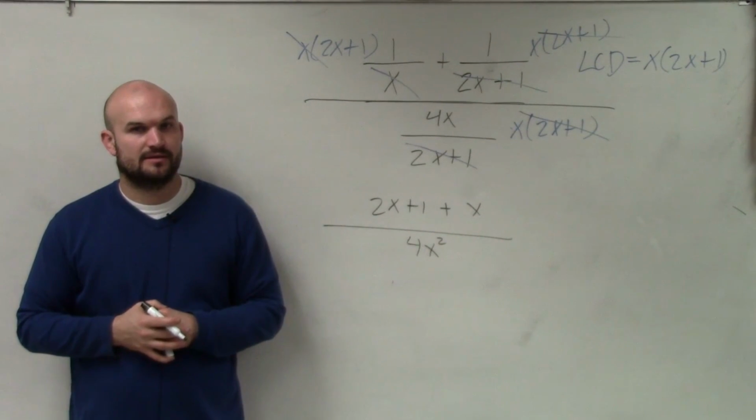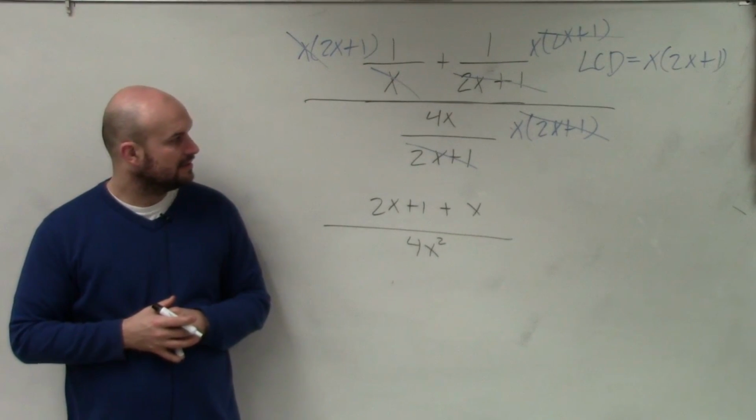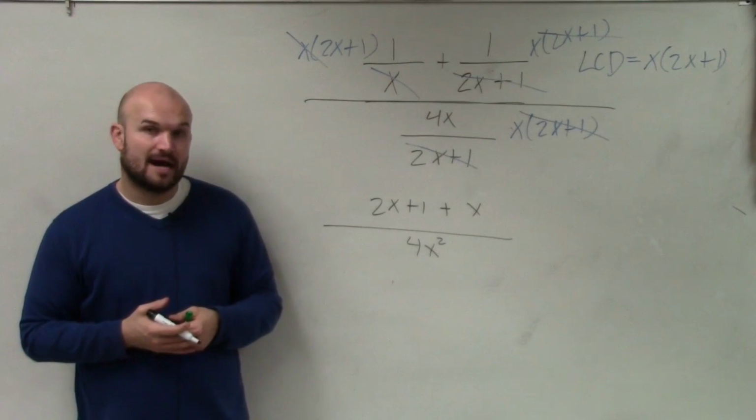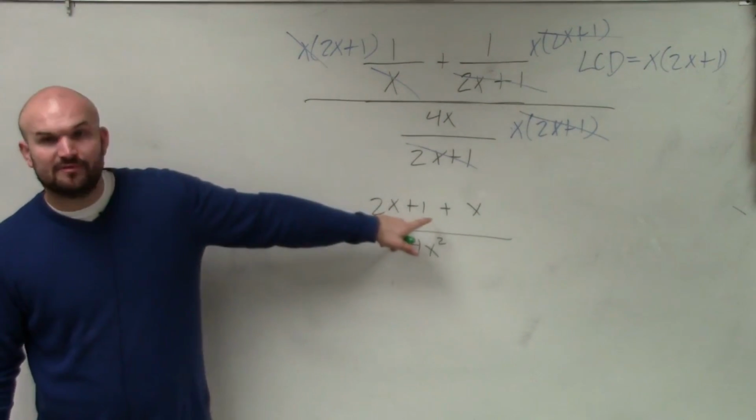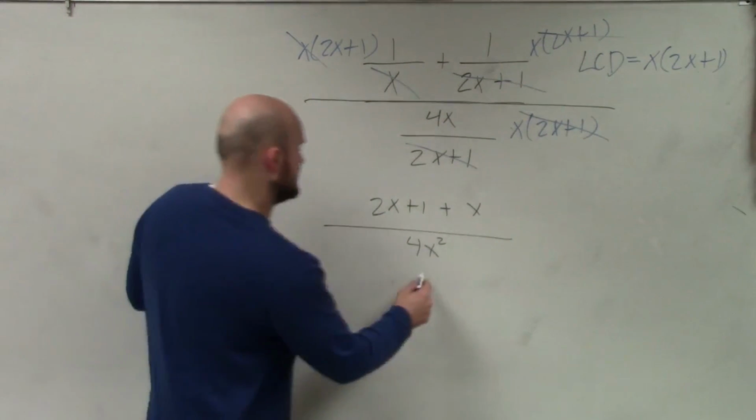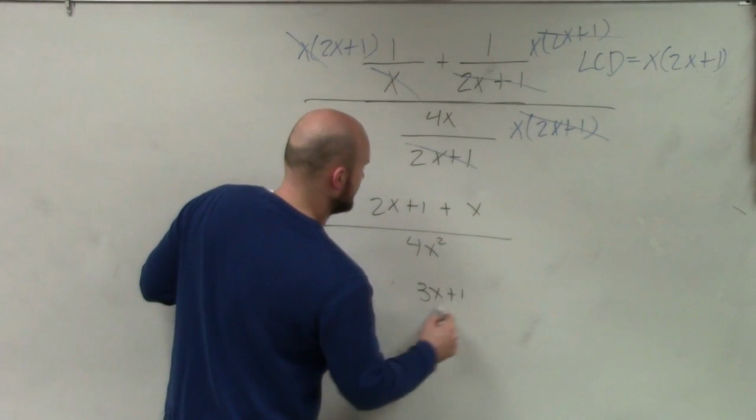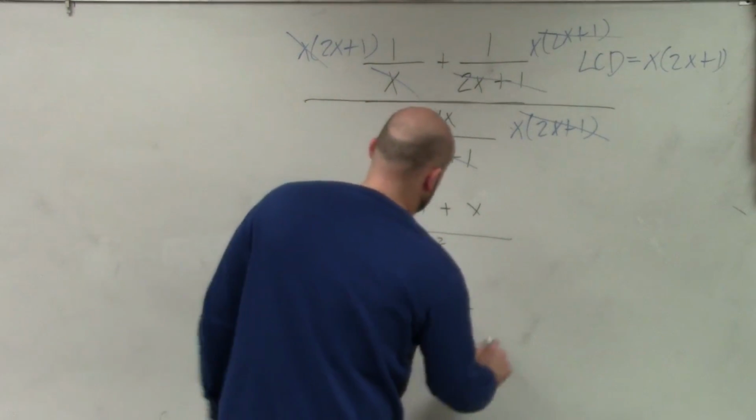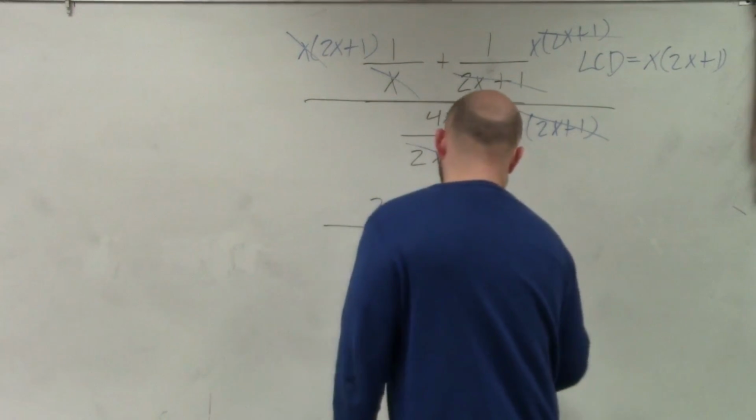You see that? See what I did? Anybody have any questions with this so far? We still can simplify it. But now, I can simplify up here, right? So this becomes 3x plus 1 divided by 4x squared. Okay?